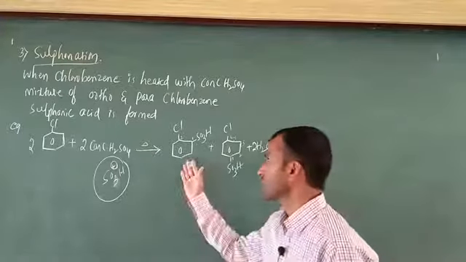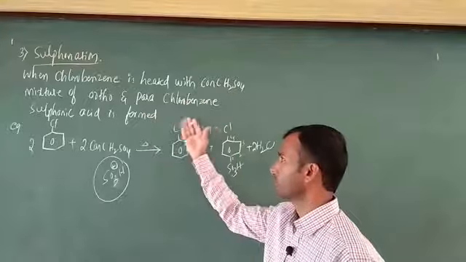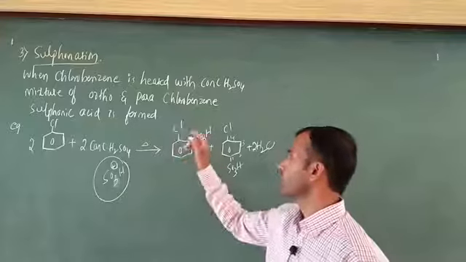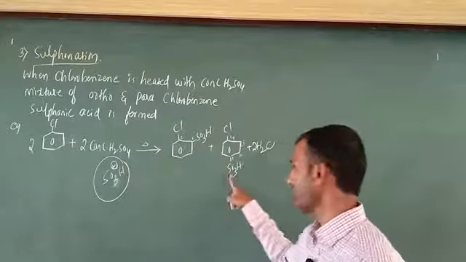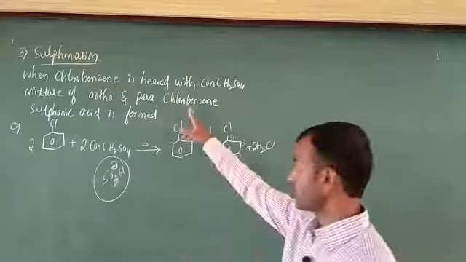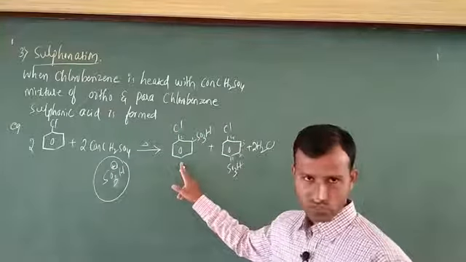What is the common name? Here there are ortho and para chloro. This is orthochlorobenzene sulfonic acid. This is parachlorobenzene sulfonic acid. That is the common name. The common name is already there, so I am going to write the IUPAC nomenclature.